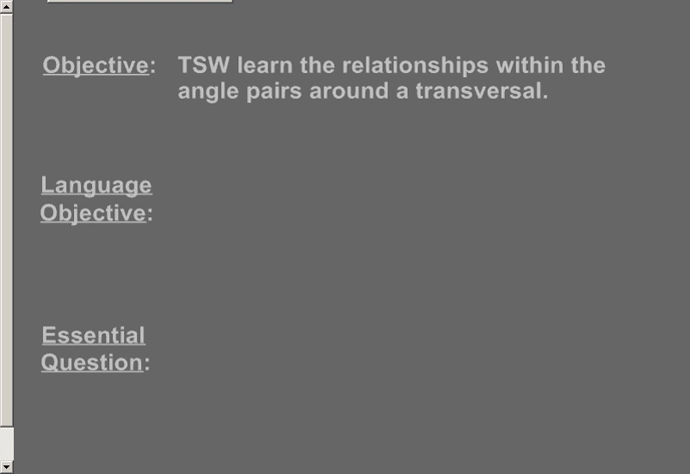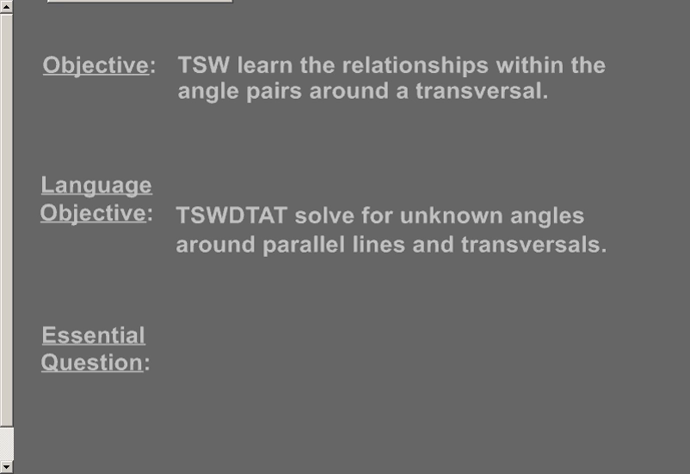Now, this will not be the first time that we have seen angle pairs this year. We've also talked about some other types of angle pairs, things like vertical angles and linear pairs and things like that. So this will just be adding into that vocabulary. The language objective, which you do not have to copy, is the student will demonstrate the ability to solve for unknown angles around parallel lines and transversals.